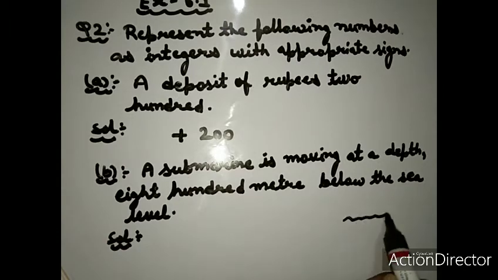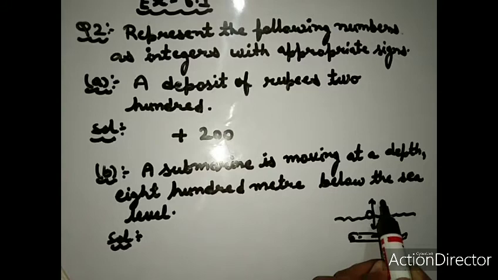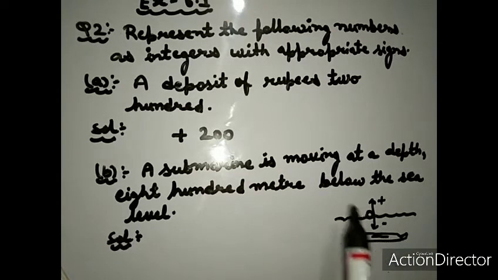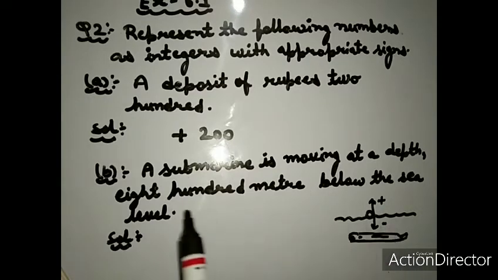If we take one example of this question, here this is a sea, and here we draw a submarine, right? Here we take the sea level as the 0 point, okay, and if we move downside it means negative, and when we move upside it means positive. So this submarine moves below the sea level, 800 meters below the sea level, so it means negative 800. So here we use the negative symbol with 800. So we denote 800 meter below the sea level by negative 800, right?